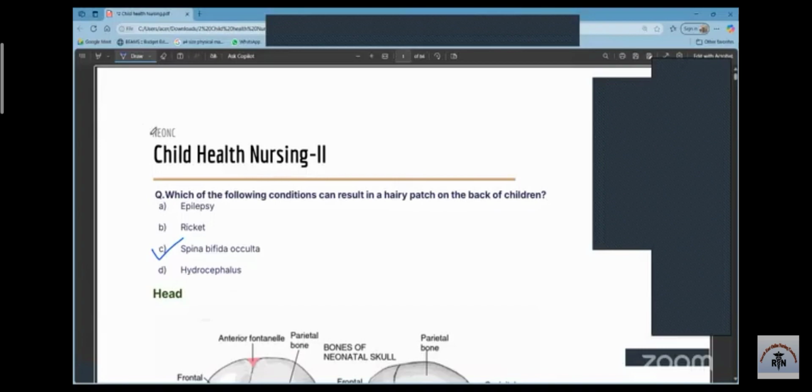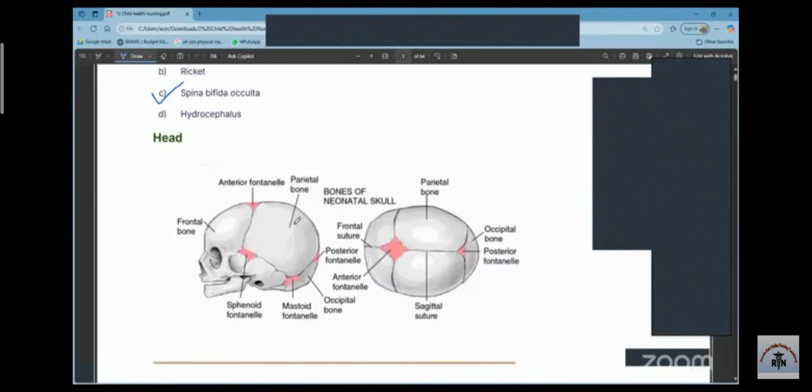So let's continue with the assessment. We finish with the skin. Now we'll go with the head. As we all know, this is the fetal head. We have the different sutures: the sagittal sutures, frontal sutures, coronal suture, and lambdoidal sutures. You will do this in detail in the OBG class, but just to cover up, for us to remember.